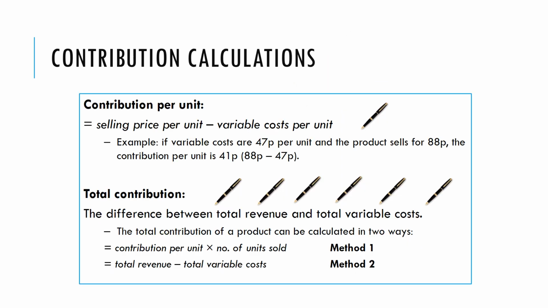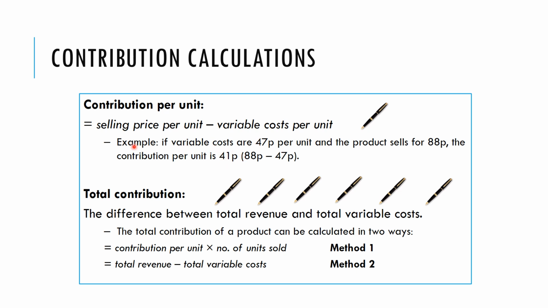So what have we established so far? We've established contribution per unit. And contribution per unit is the selling price per unit minus the variable cost per unit. And that is the formula we can use to calculate it, and is an important formula to take down in your notes. So for example, if variable cost was 47p per unit for our pen, and the product sells for 88p, the contribution per unit is 41p.